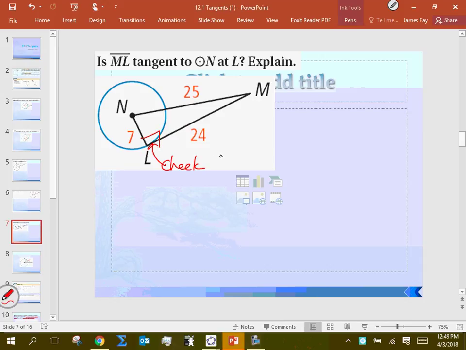How do I check to see if it's 90 degrees? What theorem have we always used to check 90 degrees? Pythagorean theorem. Now you got to be careful. You got to know which one's the hypotenuse. What number up there would be the hypotenuse if that's a right angle? 25. So I take 7 squared plus 24 squared and see if that gives me 25 squared. 7 squared is 49. 24 squared? 576. 25 squared? Come on, nobody knows 25 squared? That's a common one. 625. Is that a true statement?